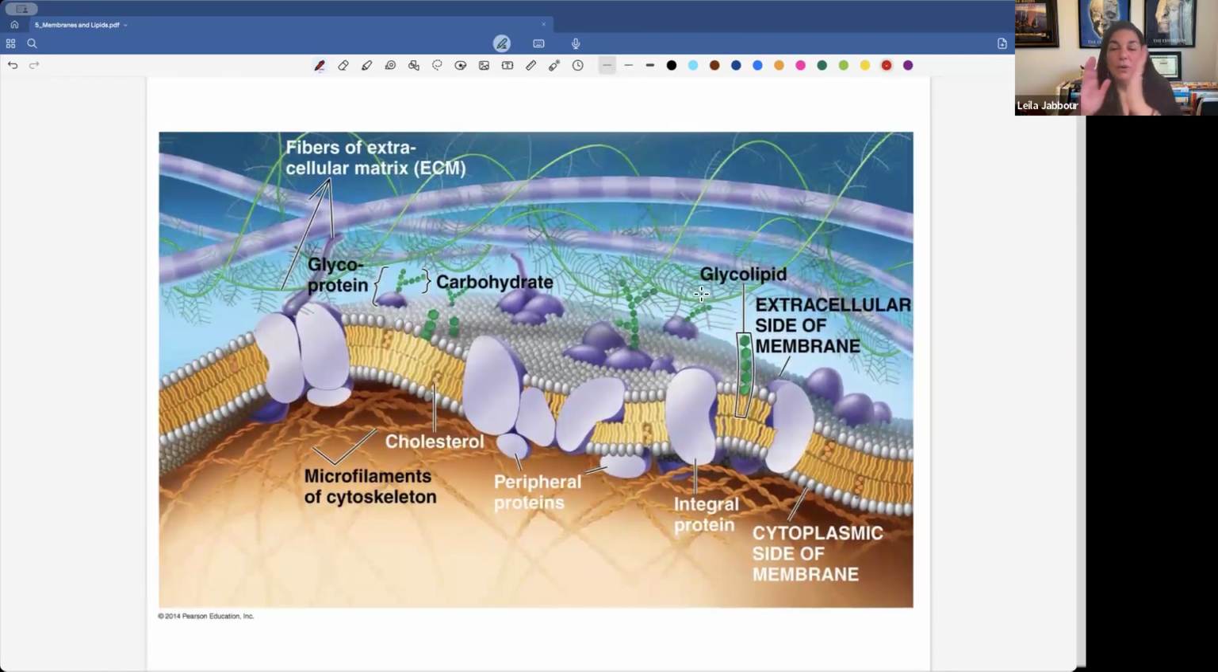Okay, that's what I wanted to say about lipids in the membrane. You have to know how phospholipids are structured and about cholesterol and the properties of the plasma membrane.